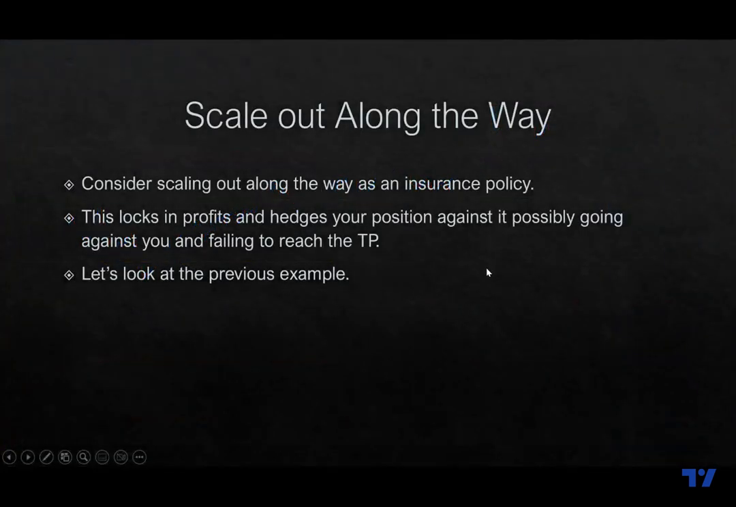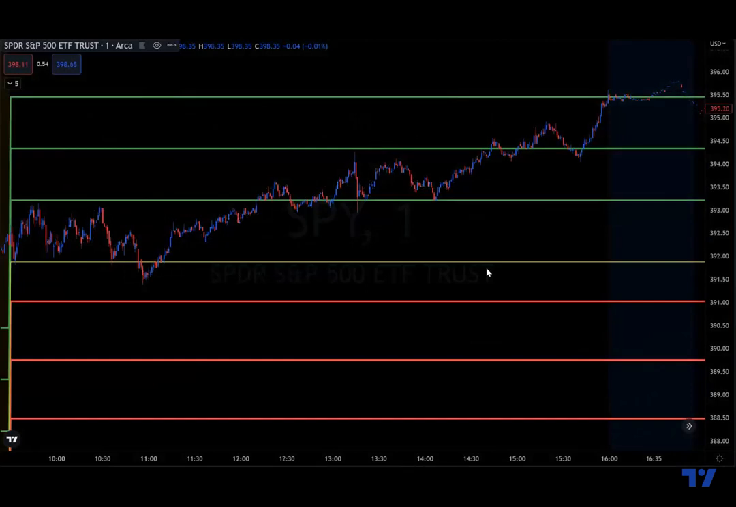So really importantly, you should be scaling out along the way. And you should be doing this more so to hedge your position. I like to consider scaling out not as locking in profits, but more as taking out an insurance policy without having to hedge with options. So I predominantly day trade shares, so I don't want to have to hedge day trades with options. It's just ridiculous, right? So I look at scaling out along the way as just hedging my position. And I'm going to show you how it hedges.